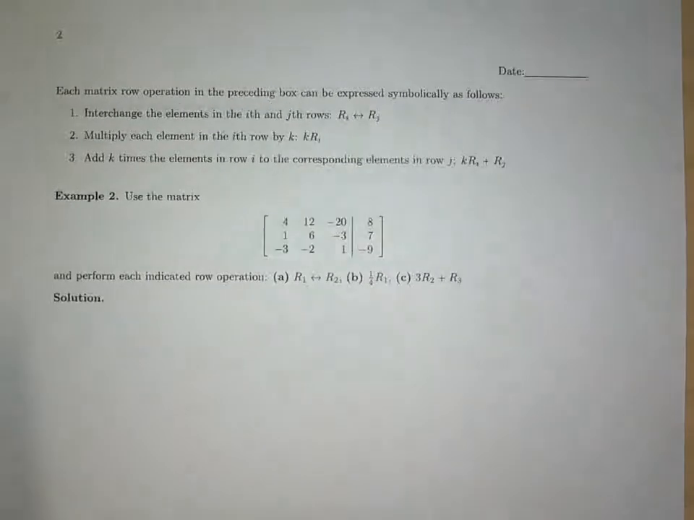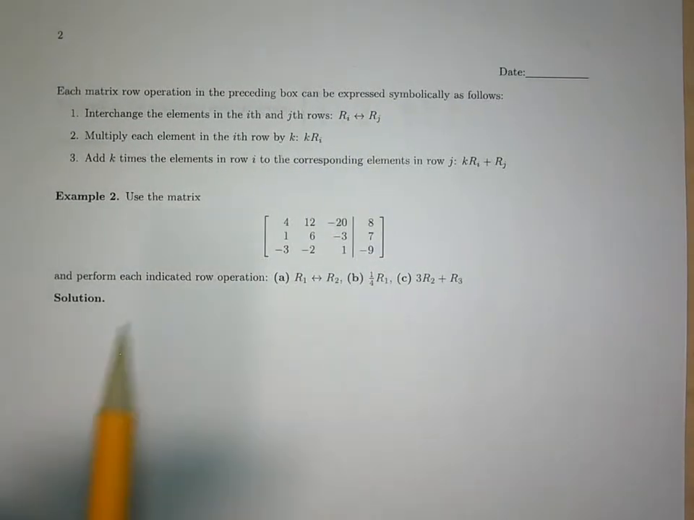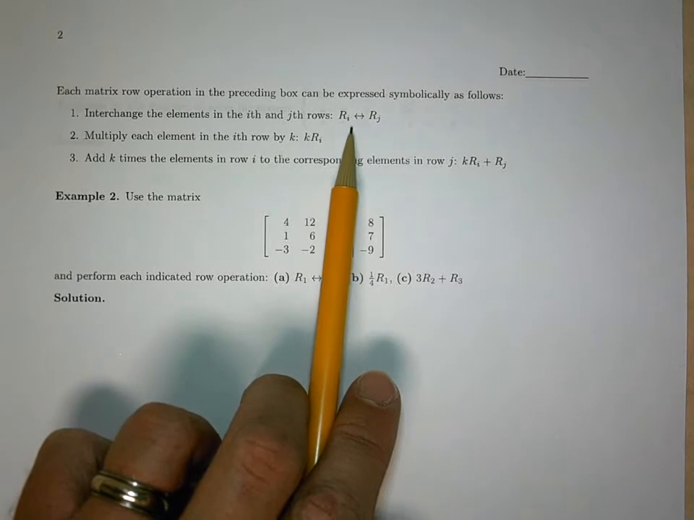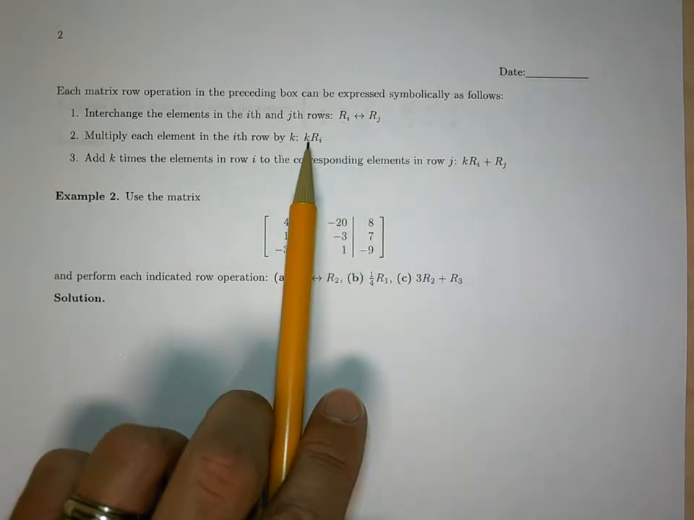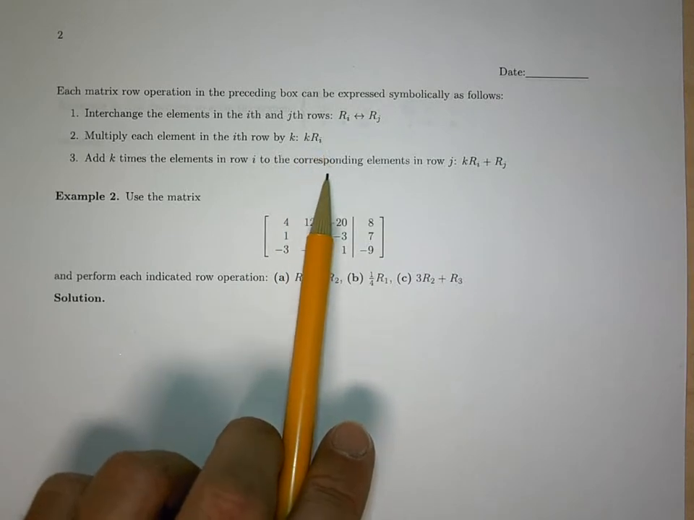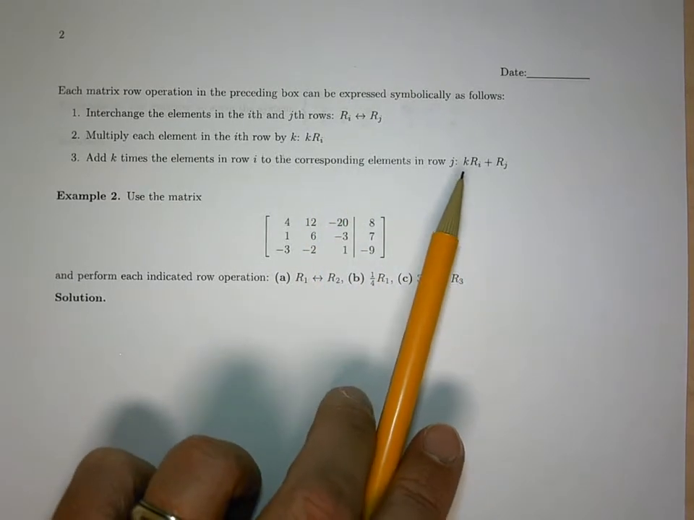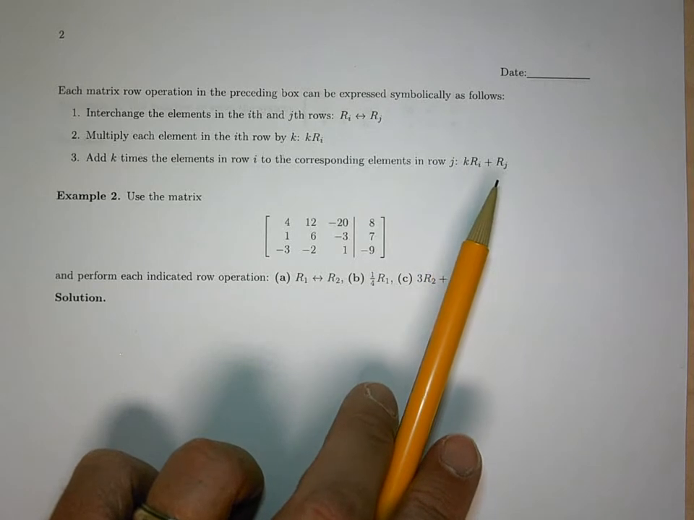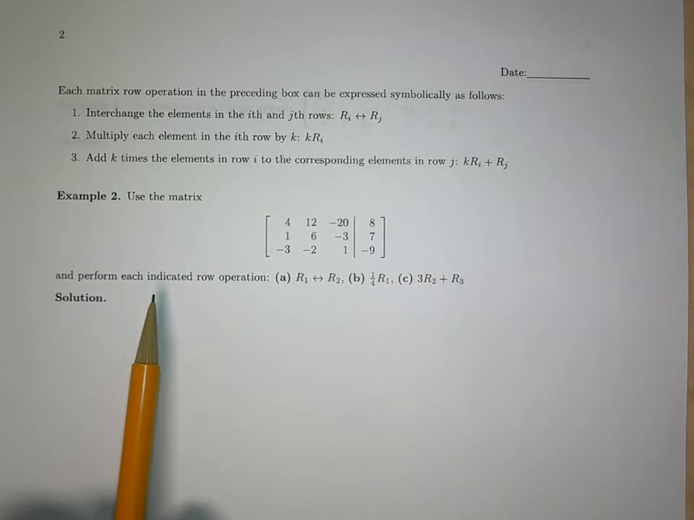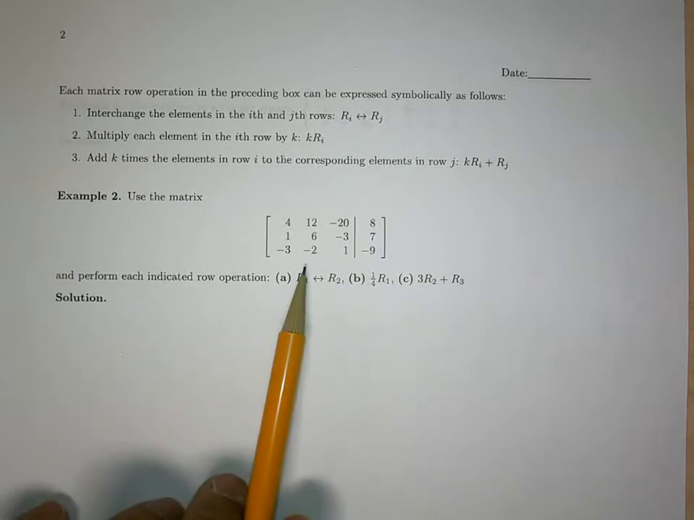Okay, so the notation to interchange two rows is that we write a double arrow between those two rows, whatever row numbers they are. To multiply a row by a number, we write that number in front of the row with its corresponding number. To add some number times row i to row j, we write k times row i plus row j, whatever those numbers may be. To see a specific example, in example 2, we use this matrix to do parts A, B, and C.